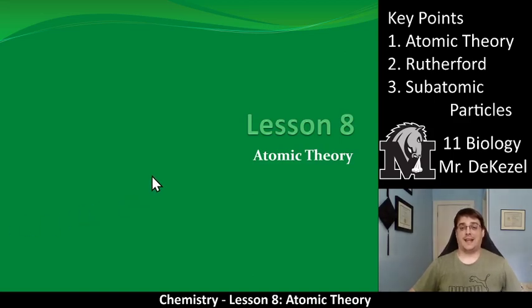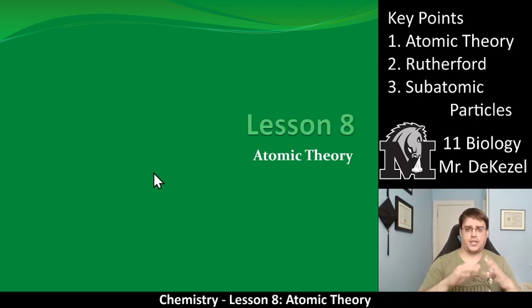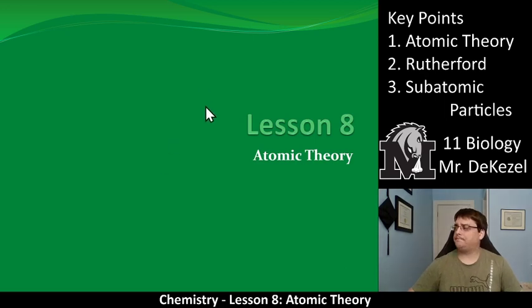This is lesson 8. It's titled Atomic Theory. It is all about the different atoms that you've learned about, the different elements that you've learned about, and what they're made of. So we learned about gold and we learned about its symbol. Now, what actually makes up gold? What is it? And we're going to talk about some of the theories of what they used to think in the middle, and then what we know now. So let's hop right in.